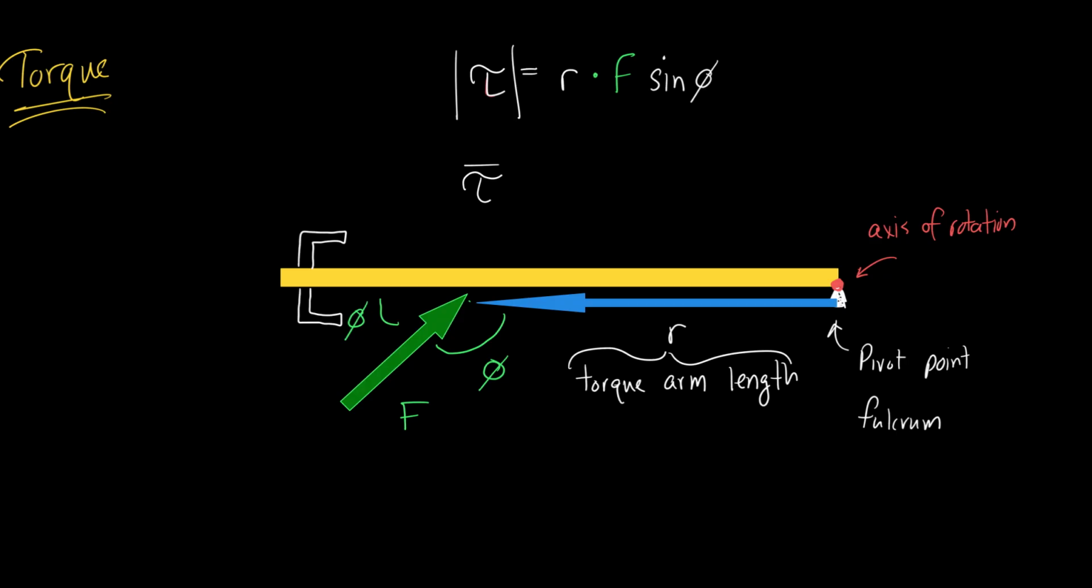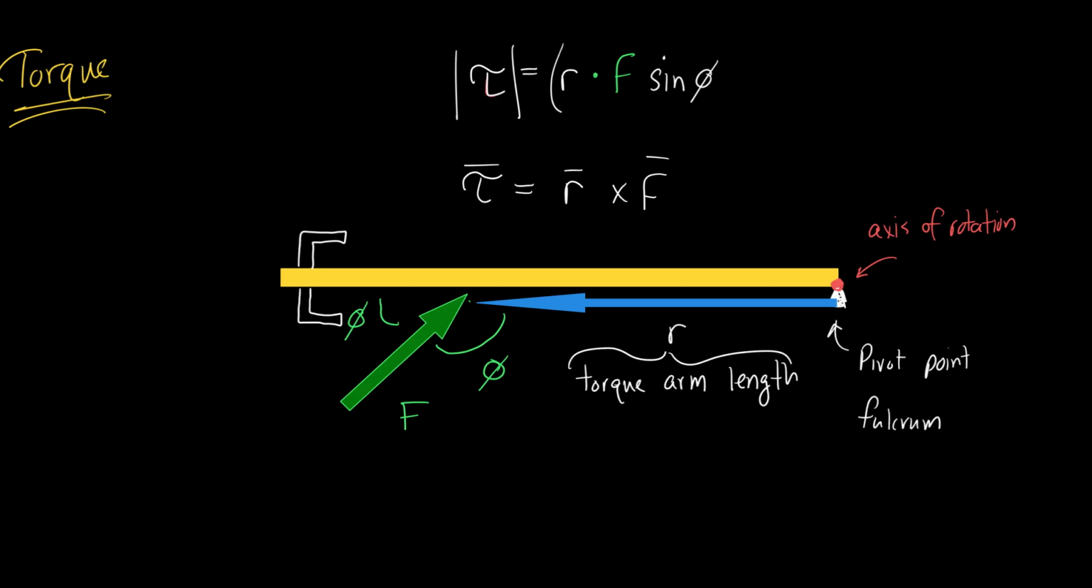Torque is different. We're talking about how much of the force is effective at causing a torque, and we have most effectiveness at 90 degrees. But we also need to be left with a vector. So we write this as something called the cross product. You see, the torque arm is a vector. It points from the axis of rotation to the place where the force is applied. So R is a vector value. And of course, we already know that force is a vector value.